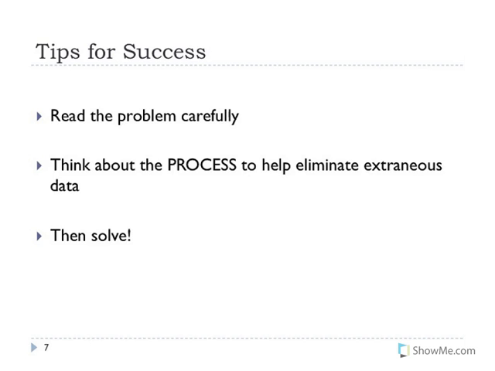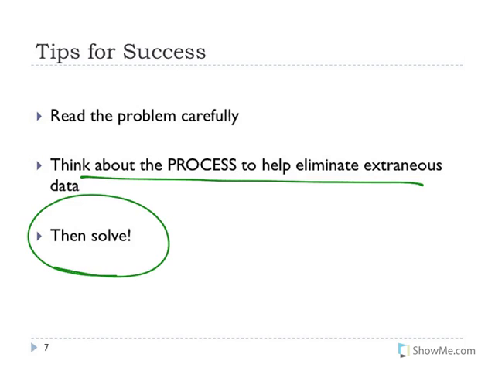So some tips for success is to read your problem carefully. If you're not doing anything different than what the manufacturer says to do, then just figure out what numbers you need to use. And sometimes it's helpful to think about the process of how you would make that product in order to figure out what the important data is. Once you've figured out the process you need to use, go ahead and solve your problem.